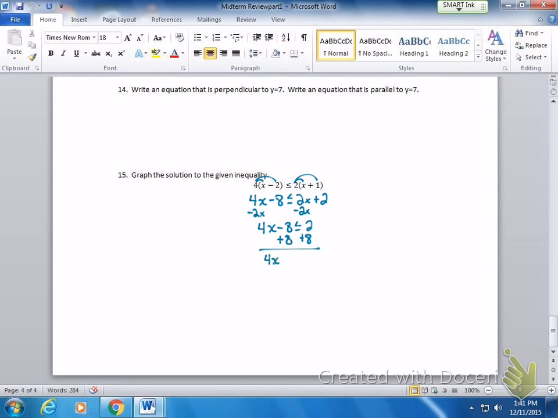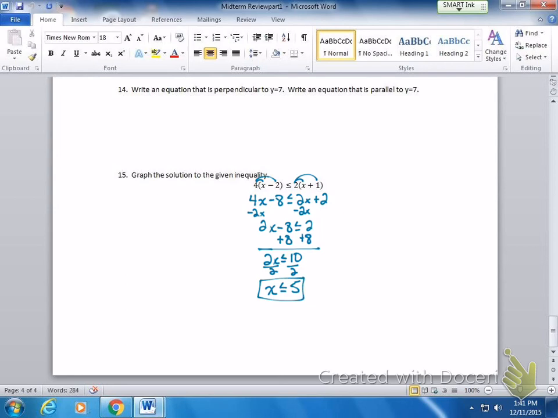And I get 4x. I'm sorry, it's not 4x. Oh my goodness. 4x minus 2x gave me 2x. So I have 2x is less than or equal to 10. If I divide both sides by 2, I get x is less than or equal to 5.